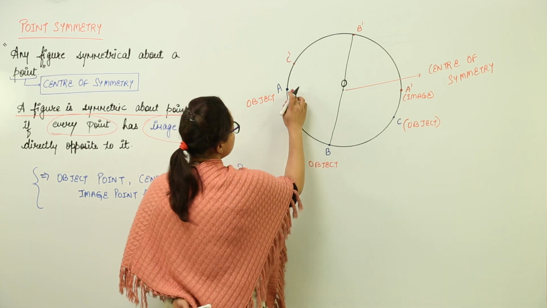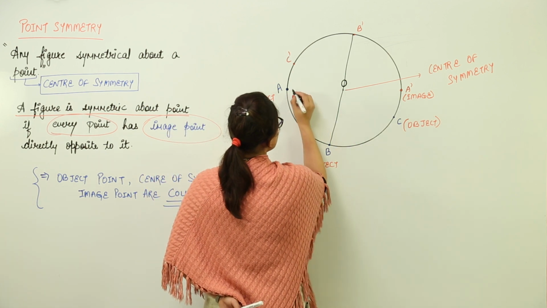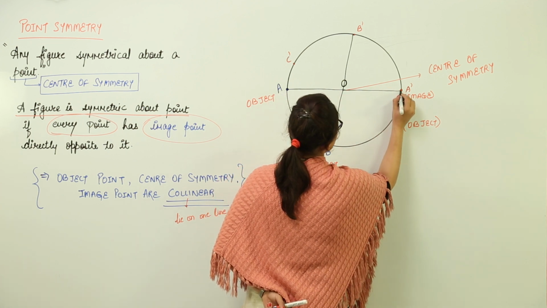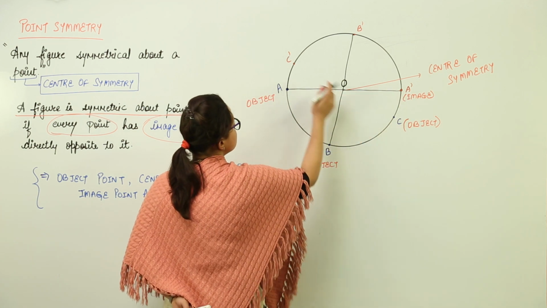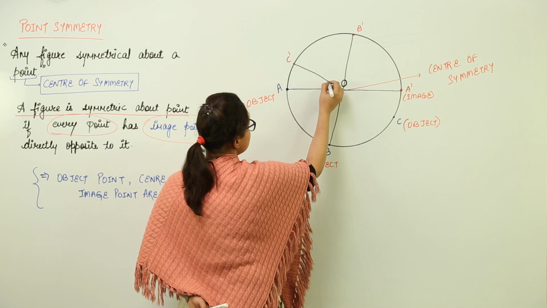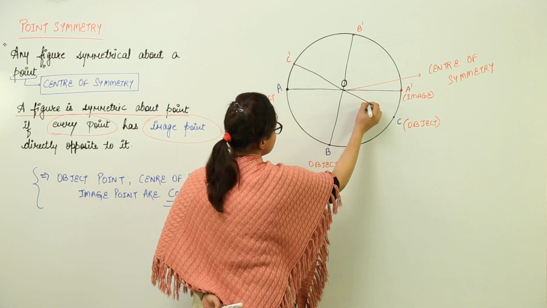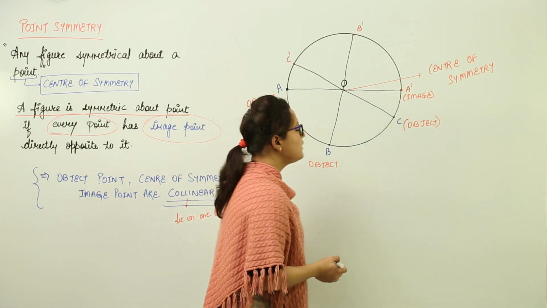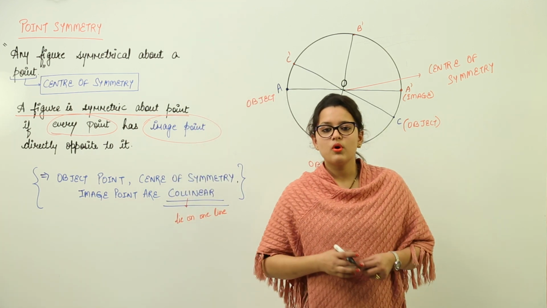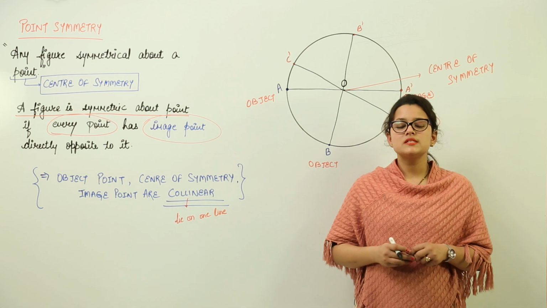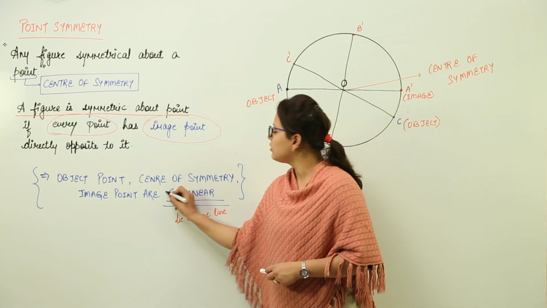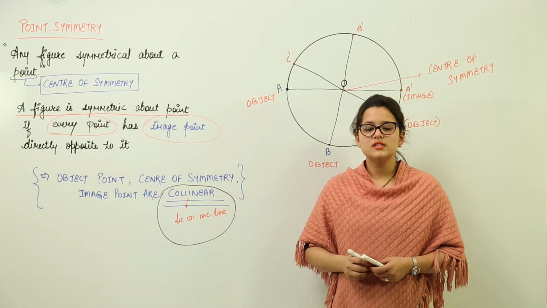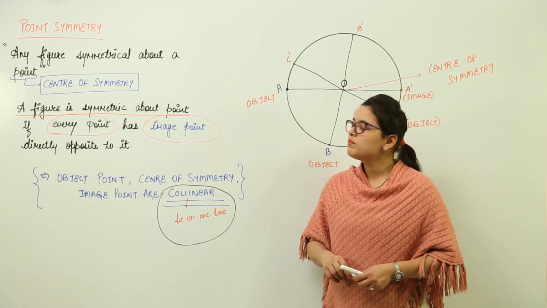If you want to talk about A and A dash, we can check for this also, that is they are also going to lie on the straight line. Again for C dash and O, you can check that these are also going to lie on the straight line. So we can conclude that the object point, image point and center of symmetry are always collinear to each other, that is they always lie on the same line. So that was about the point symmetry.